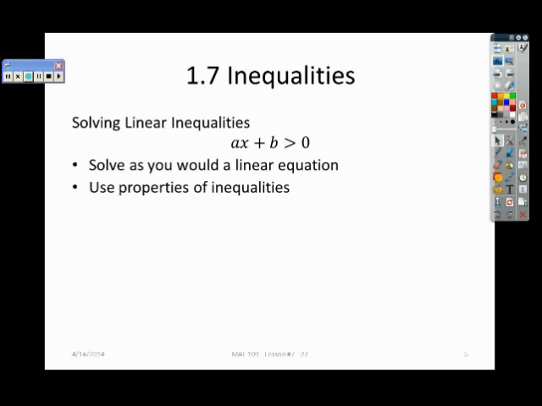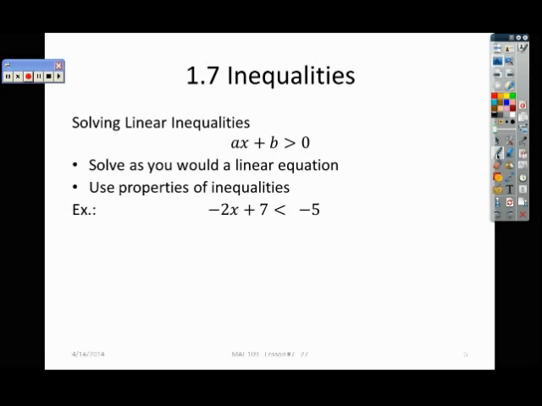So, here's an example. That's a linear inequality. X is to the first power. Anytime your highest exponent on x is 1, it's a linear expression. So this is a linear inequality. If we want to solve it, well, let me back up. How would you solve that equation?